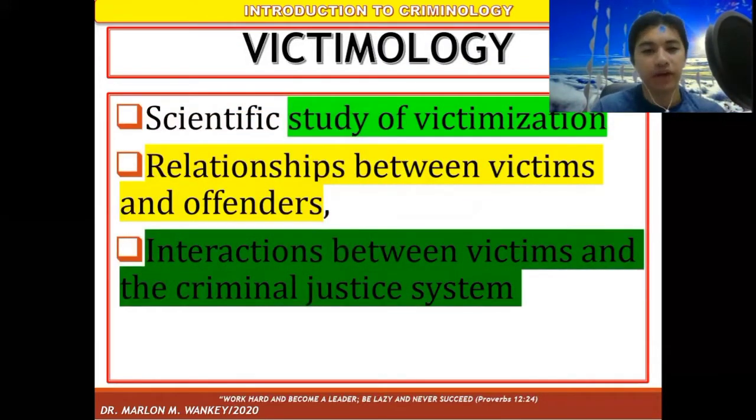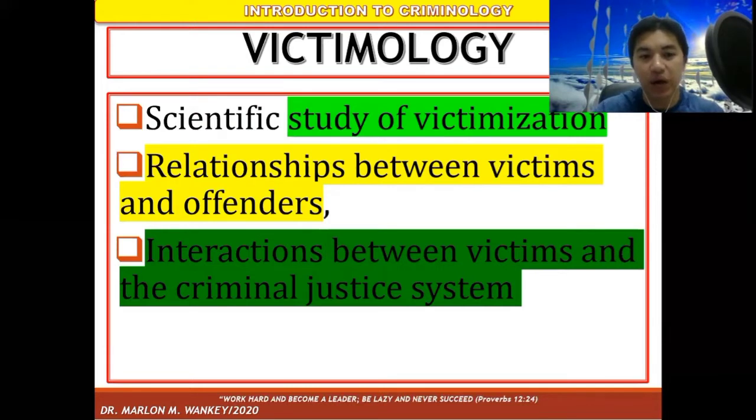So victimology is defined as the scientific study of victimization. The focus of this lesson will talk about the victim: how the victim was victimized, how the offender attacked the victim, how the victim received the injury from the offender. And victimology also discusses the relationships between victims and offenders. It doesn't mean relationships like a dating relationship. No.